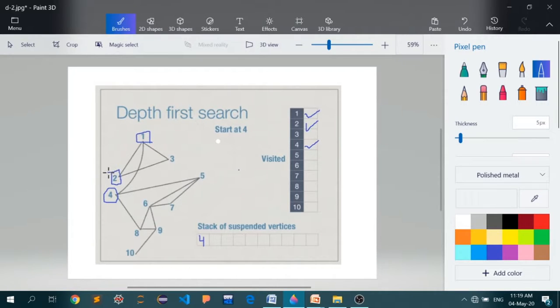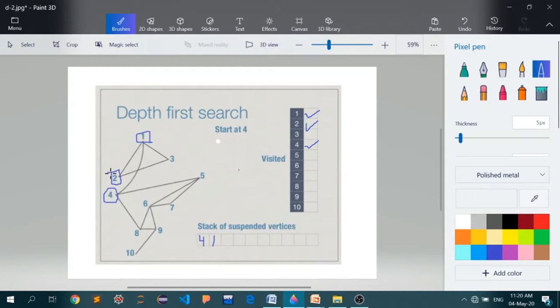And as I have moved on to 2 from 1, I have to suspend the operation of 1 for now and push it onto the stack. So I've pushed it onto the stack. Please pardon my drawing and writing, because I am drawing and writing with my mouse. I think you will get the idea of what I am trying to do.